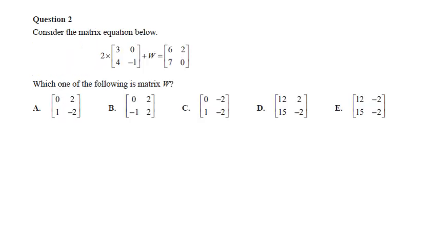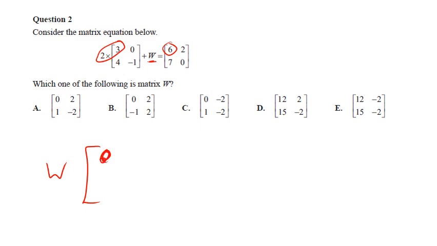All right, reasonably straightforward question to do here. We need to know what is W. So what we need to understand is that you're going to say 2 times 3 plus whatever W is got to equal 6. So 2 times 3 is 6. 6 plus something is 6. Well, 6 plus nothing is 6. We're going to put a 0 there.